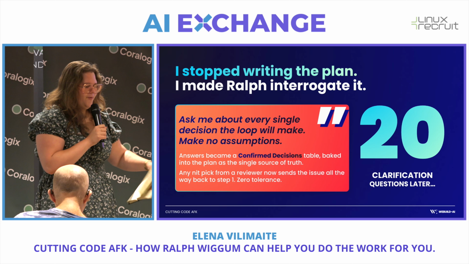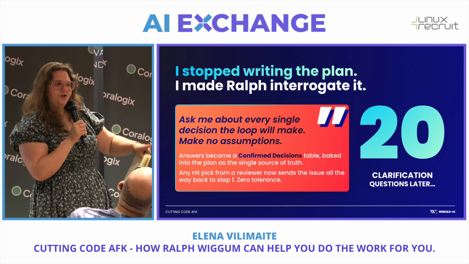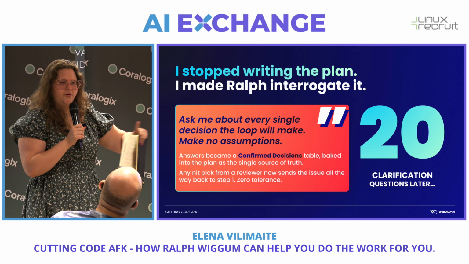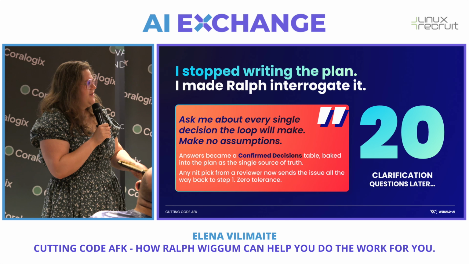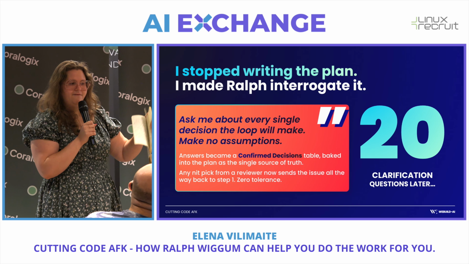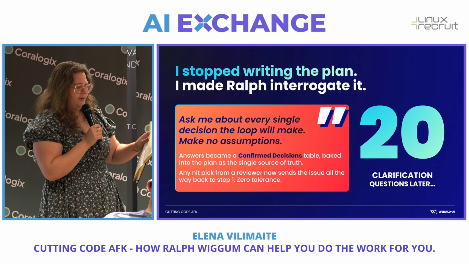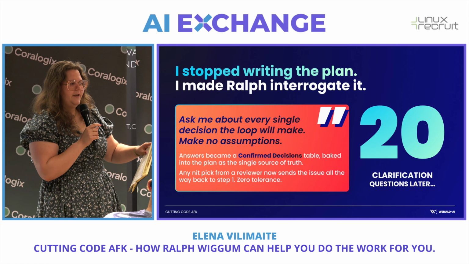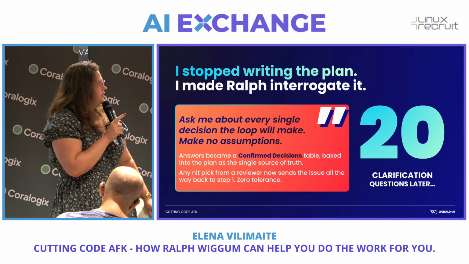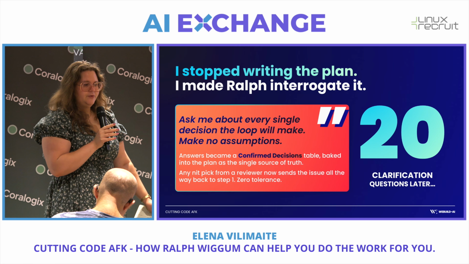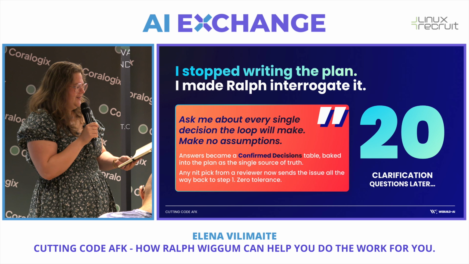And then I took a different approach with the plan, because so far I've just been writing, this is the feature, this is the outcome, the user must see this, the data must flow that way. Instead, I got my initial plan that I had written, and gave it to Claude Code with the context of the current code base and said, hey, ask me about every single decision that this loop will make. Do not make any assumptions. And it did. It asked me like 20 questions.